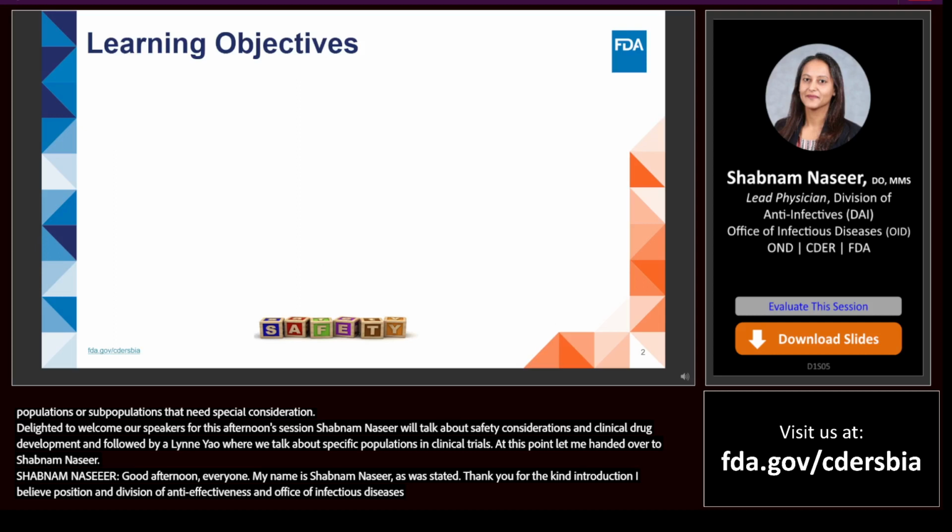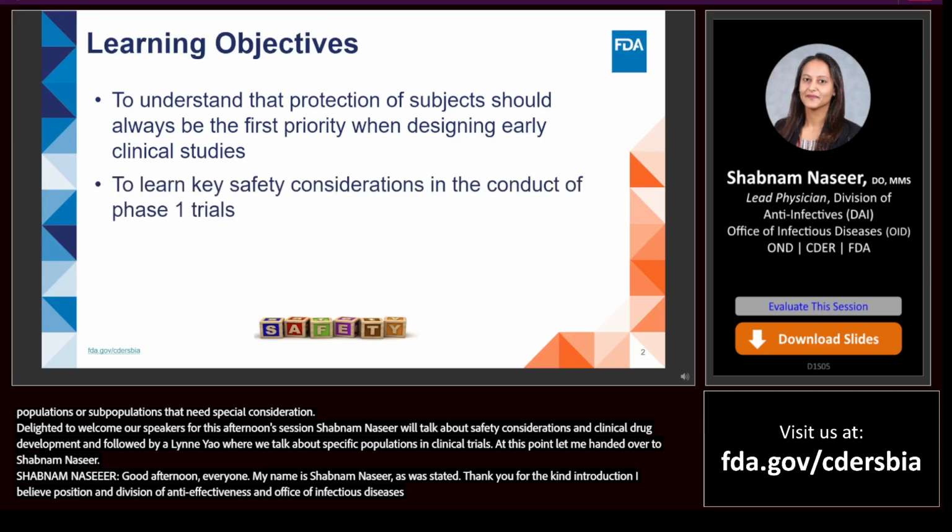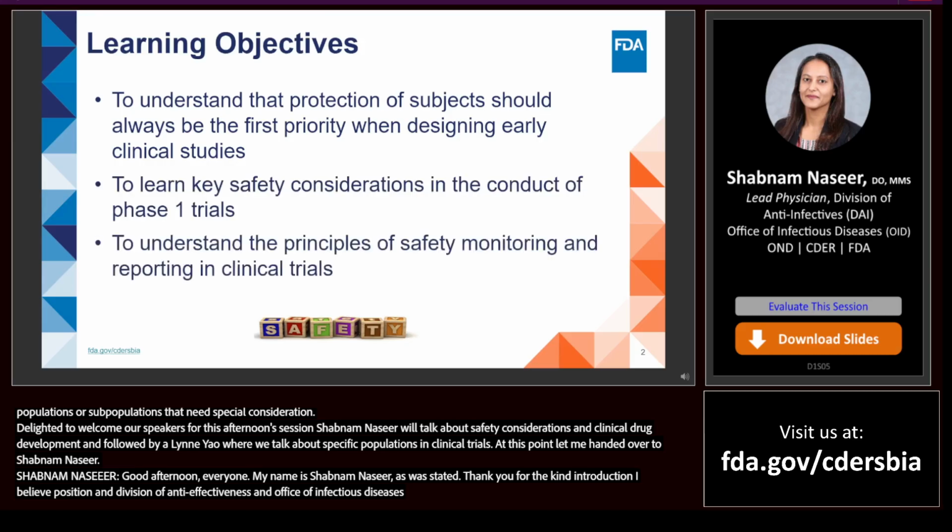So our learning objectives include the following. We'd like to understand that protection of subjects should always be the first priority when designing early clinical studies. We'd like to learn key safety considerations in the conduct of phase 1 trials, and to understand the principles of safety monitoring and reporting in clinical trials.